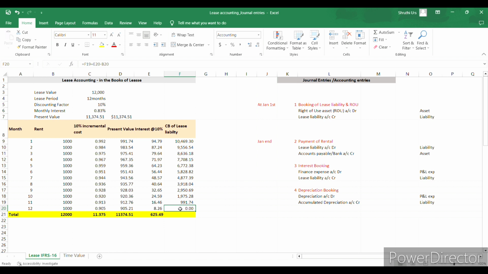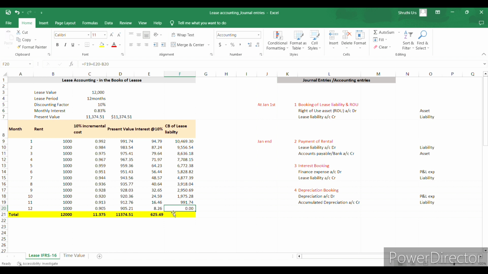Once we calculate it for 12 months, we have two checkpoints to check whether whatever calculation we are doing is correct or wrong. The first check is at the end of the lease period. So in my example it is 12 months. At the end of the 12th month my closing balance of lease liability should be 0. If you have any value here, it means that we are going somewhere wrong.